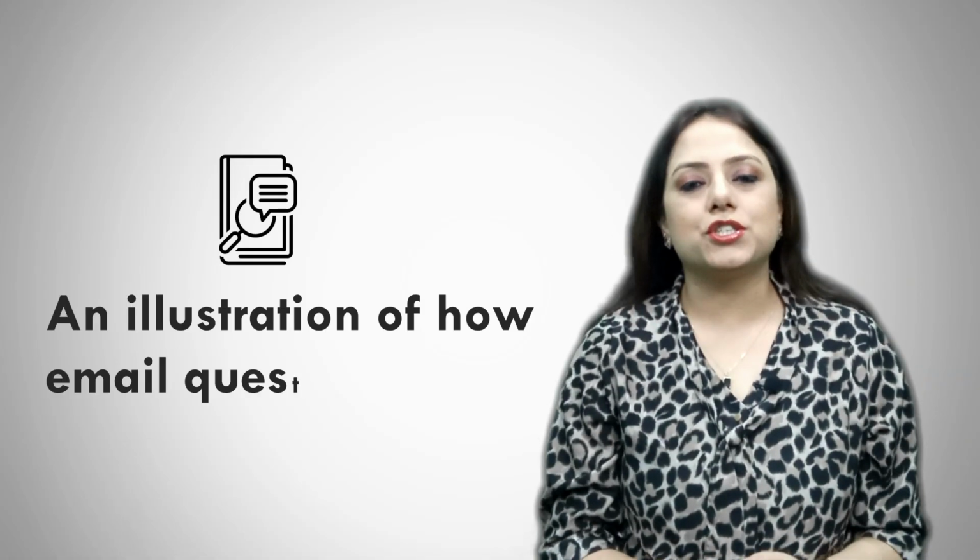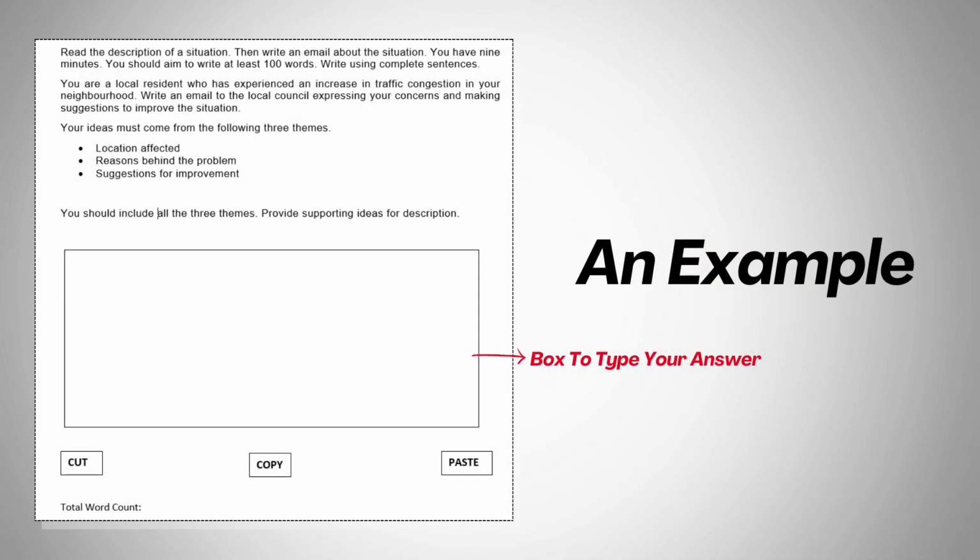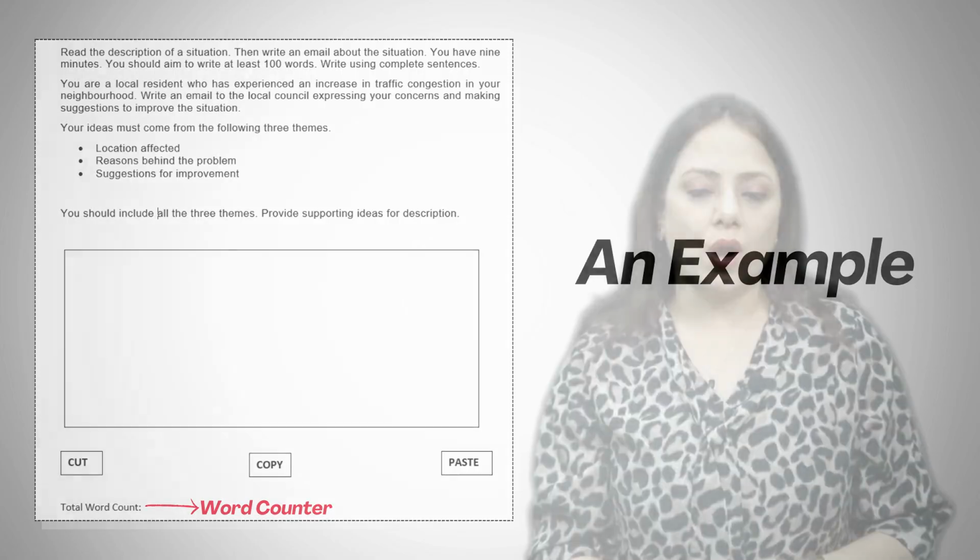So let's see what the question looks like. It looks like this. You will get some instructions. You will be given a situation. You have to read the situation and there will be 3 bullet points. These are the 3 themes which are given to you and you have to elaborate your ideas depending on these 3 themes. Now below the question there will be a box जहाँ पे आपको अपना answer provide करना है. You have to type in the answer and below that there will be 3 buttons, cut, copy, paste buttons will be there. There will be word counter as well and आपका timer भी आपको visible होगा on screen.